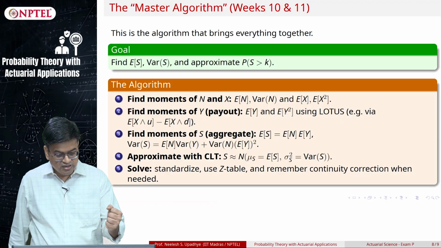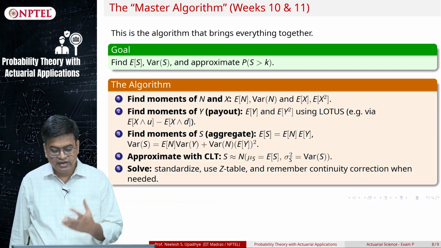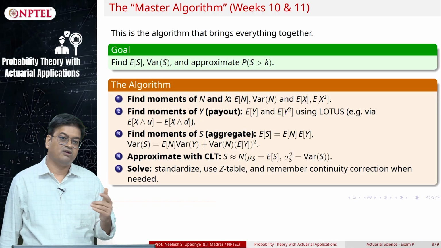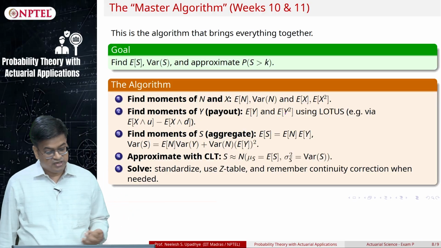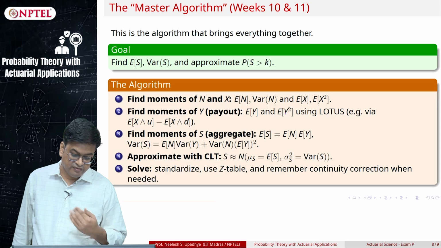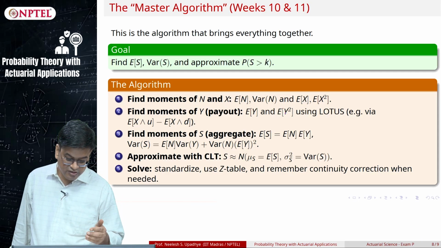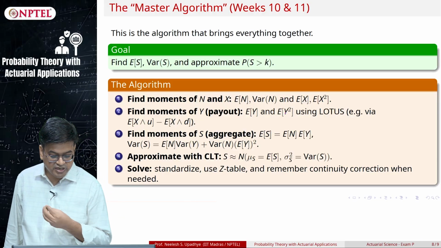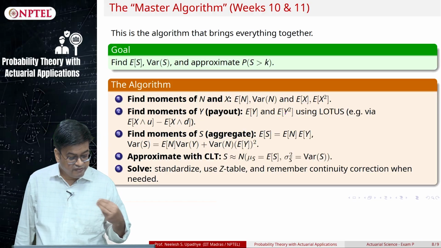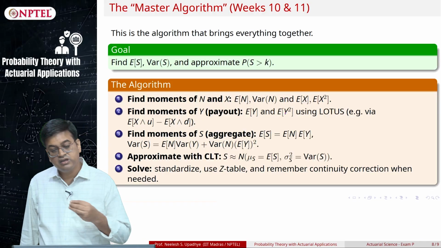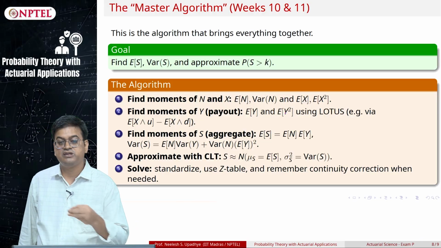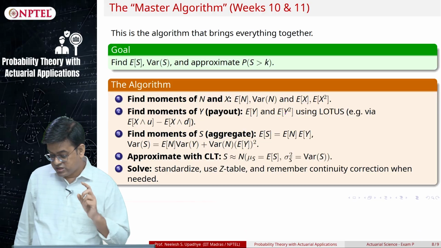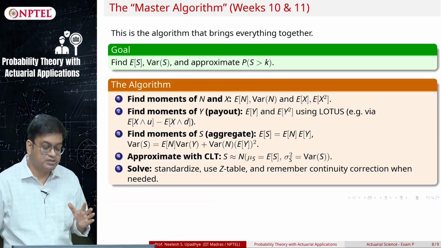Once I have expected value of Y and Y square, which of course I will compute via LOTUS, law of total variance and law of total expectation, then I will talk about moments of S. By the law of total expectation, expected value of S is expected value of N into expected value of Y, and variance of S is expected value of N into variance of Y plus variance of N into expected value of Y square, and then you have these two moments. The key problem in that case was I do not know the distribution of S.